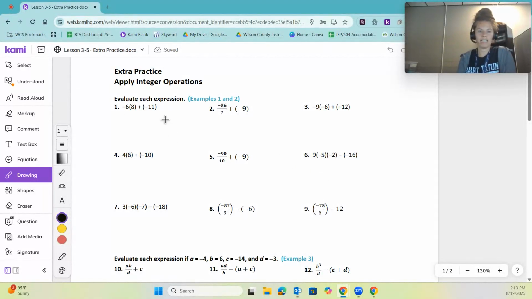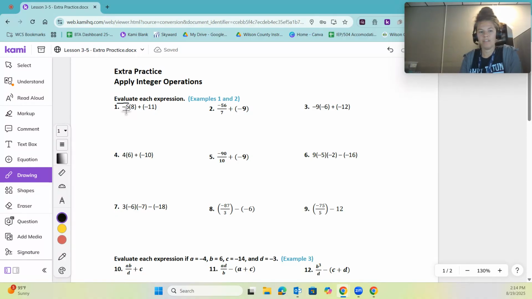Today we are applying integer operations. Okay, we were using those integer rules that we have learned and applying them to multi-step problems. So let's take a look at this first expression here. The directions ask us to evaluate. That means find our answer in simplest form.